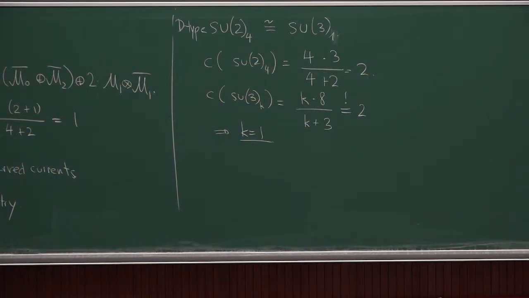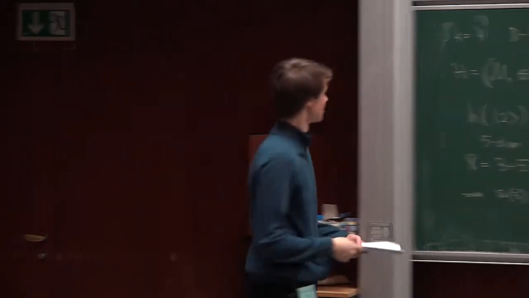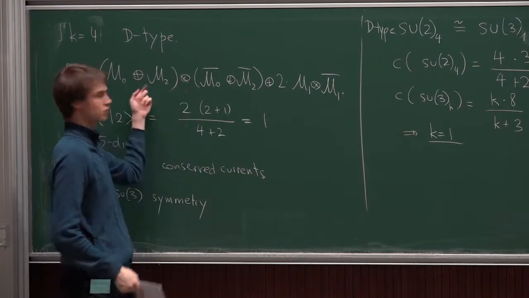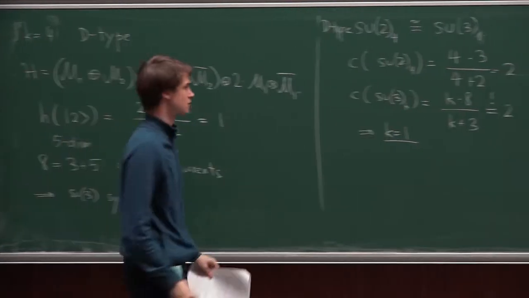So this tells you that the SU2 level 4 D-type modular invariant Wess-Zumino-Witten model is just SU3 level 1 in disguise. Okay, but if this is true, we should also see it on the complete Hilbert space. Now we just looked at the vacuum representation. So let's try to do it for the complete Hilbert space.